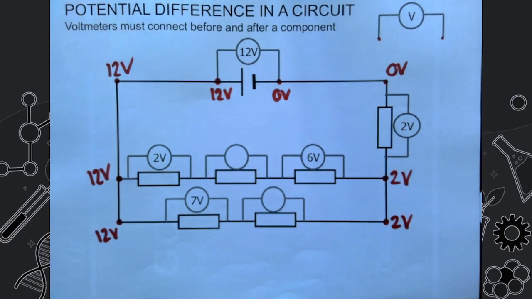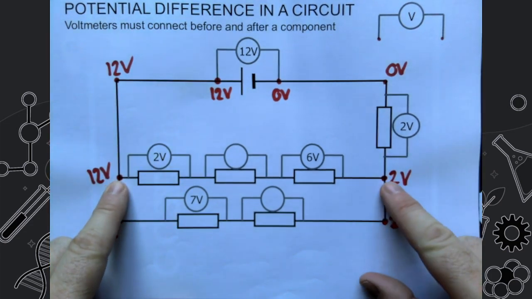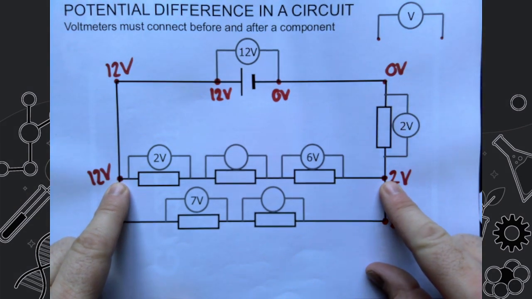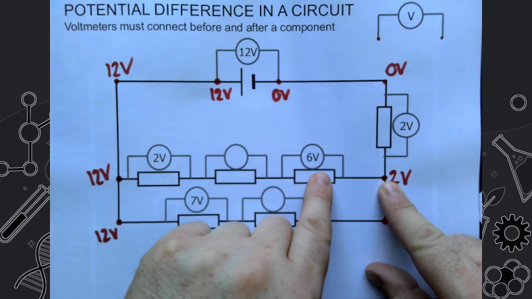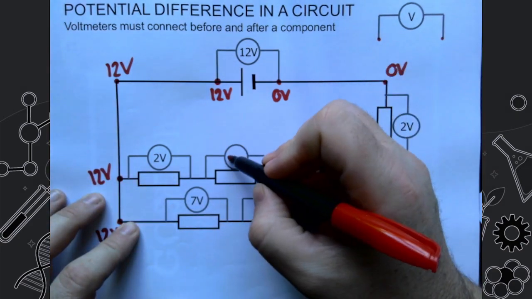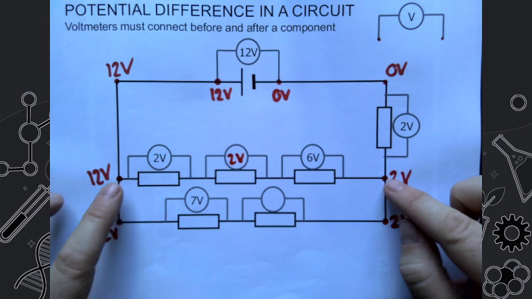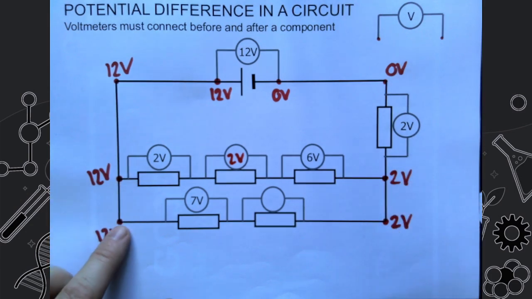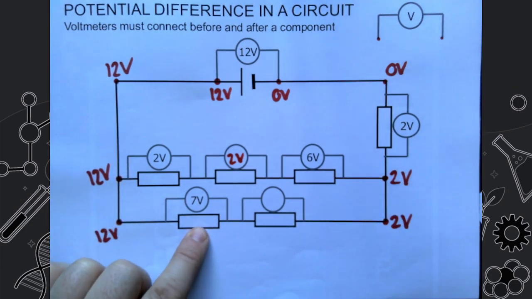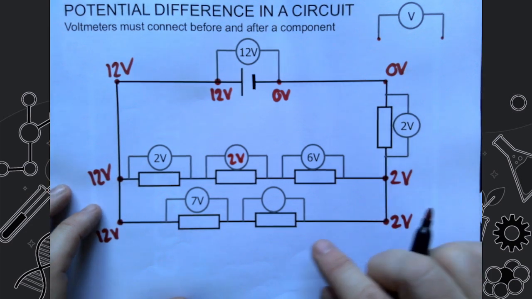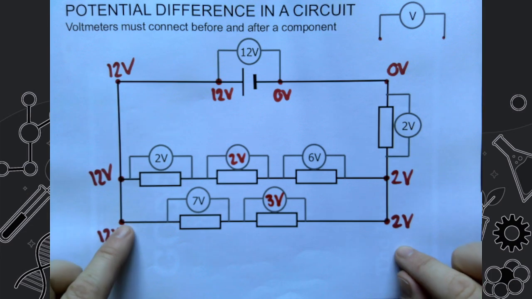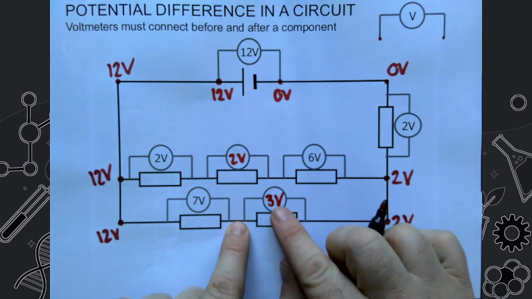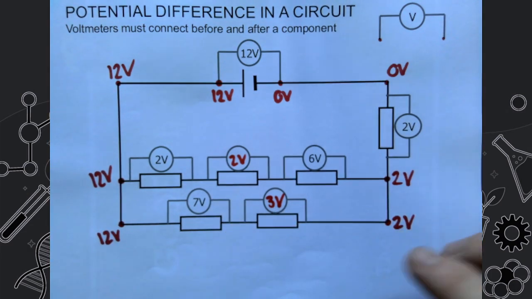Now let's look at each branch individually. 12 volts down to 2 volts, that's got to drop off 10 volts of energy. 2 is dropped off there, 6 is dropped off there, this one must be 2. That adds up to the 10. This branch, I've got 12 to begin with, I lose 7, I want to get to 2, so that's got to be 3. The lorries start with 12, they go down to 5, they lose 3 to get down to 2. So that's the potential difference in a circuit.